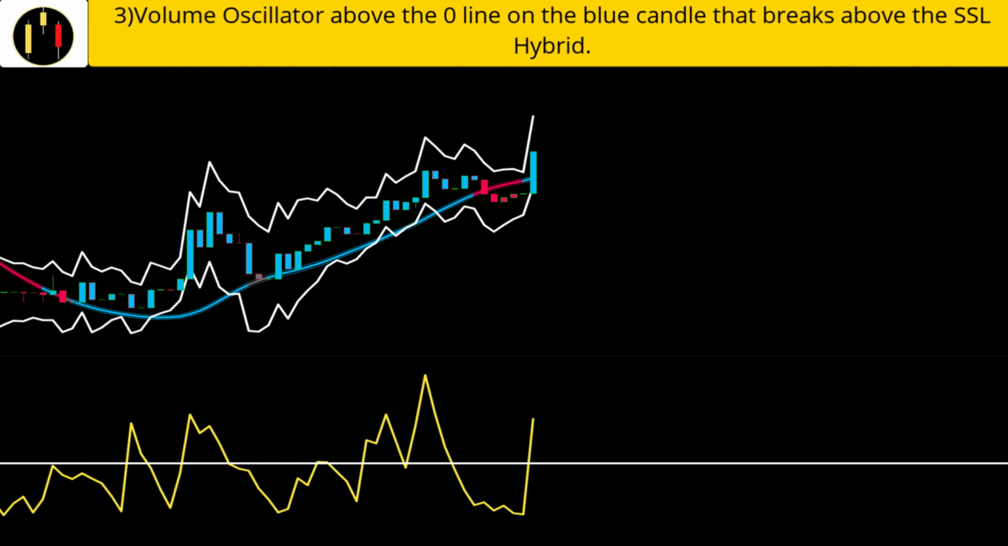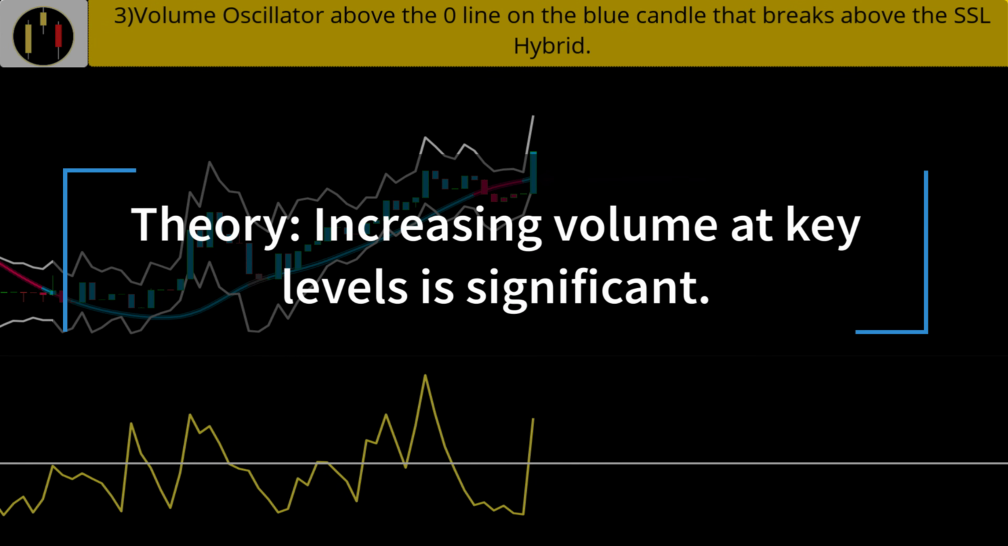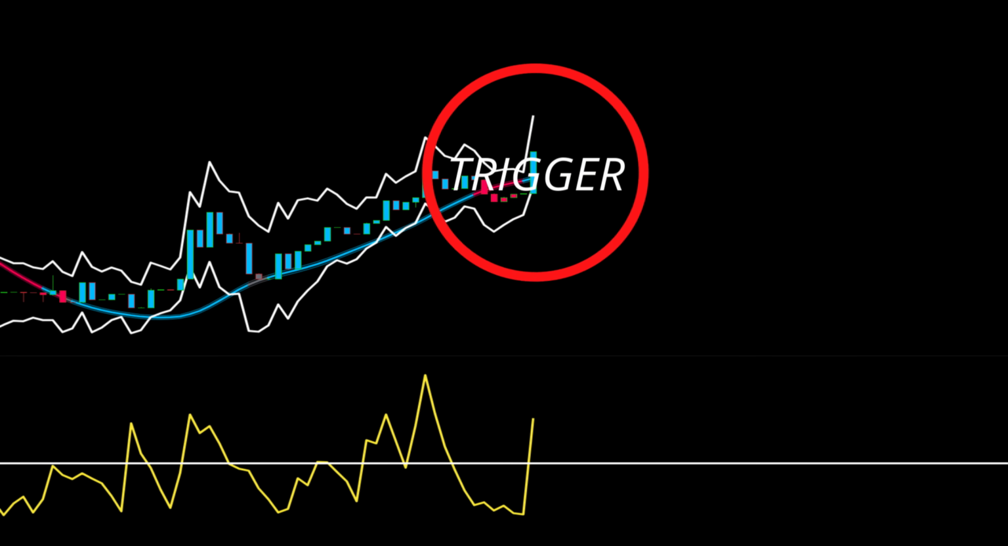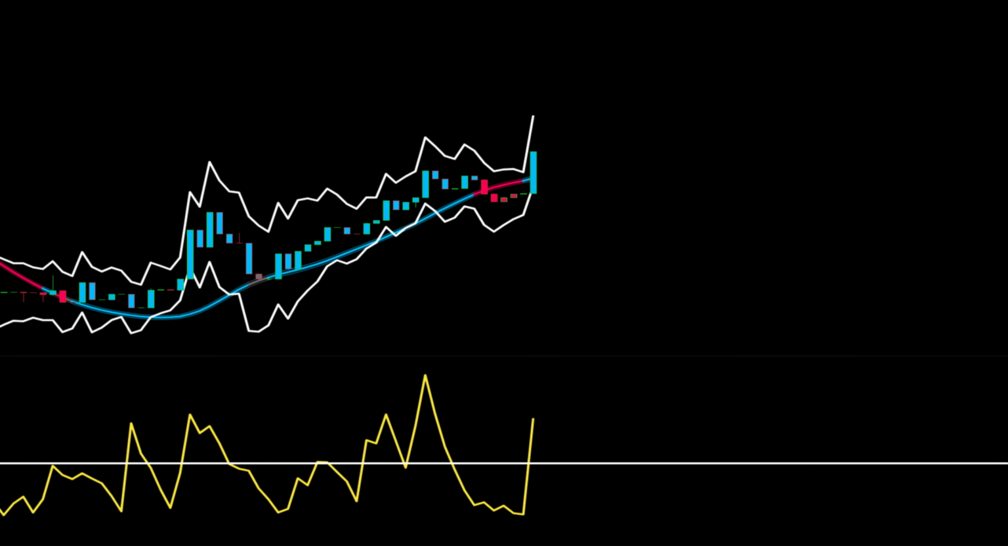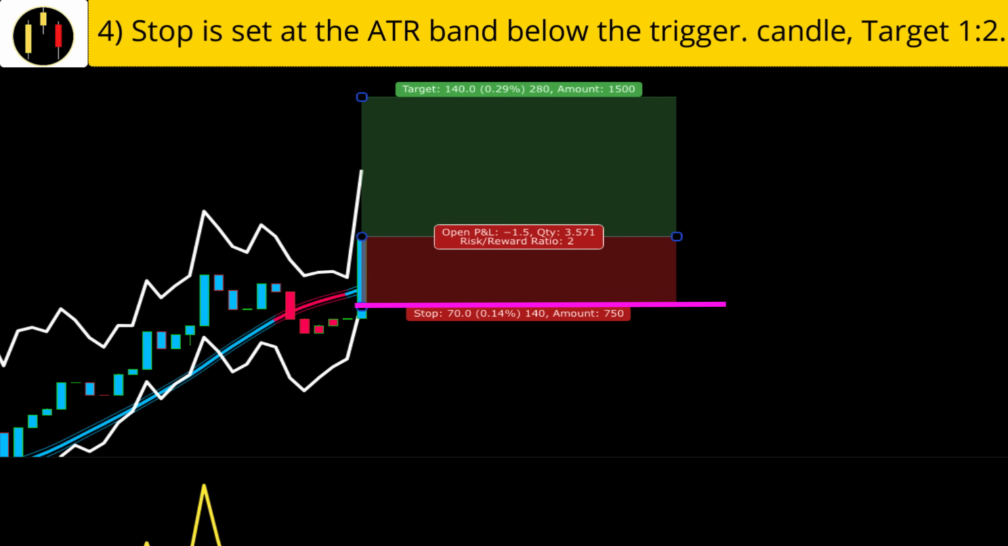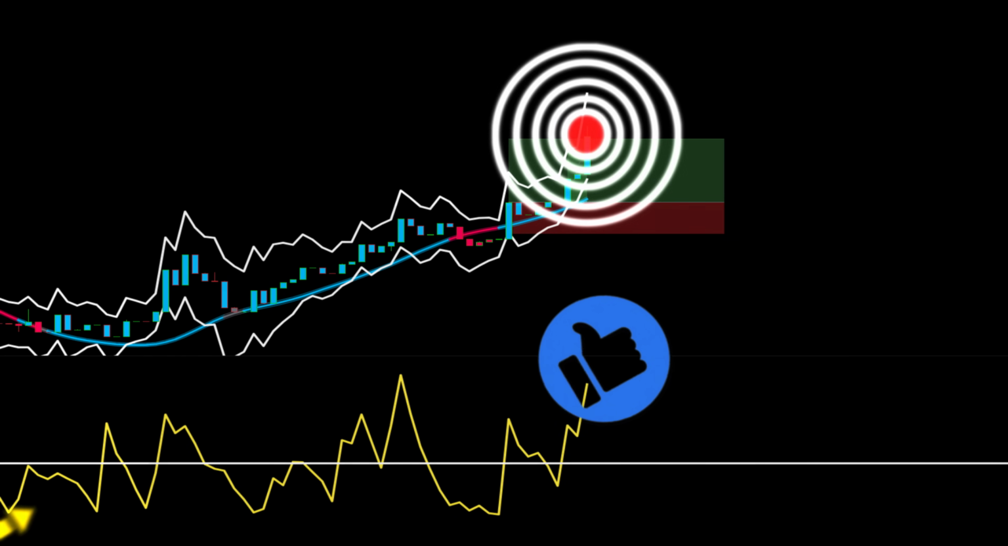The final entry rule is for the volume oscillator to be over the 0 line when a blue price bar closes above the SSL hybrid. Increasing volume while crossing above the SSL could foretell a trend continuation. Our rules are met when this candle closes. That is our trigger candle. We place the stop at the ATR line below the trigger candle and target 1 to 2. And this example hits the target.